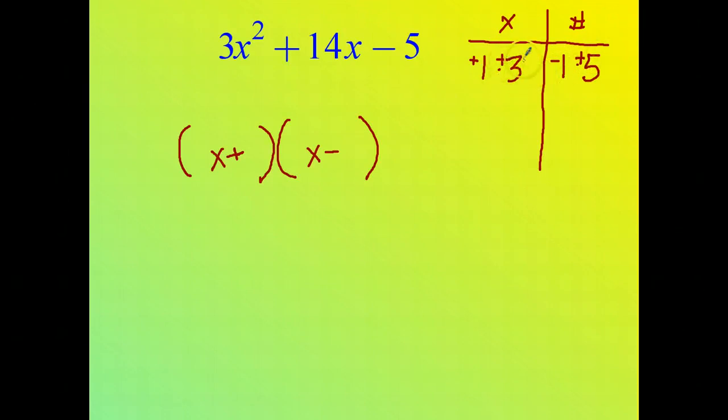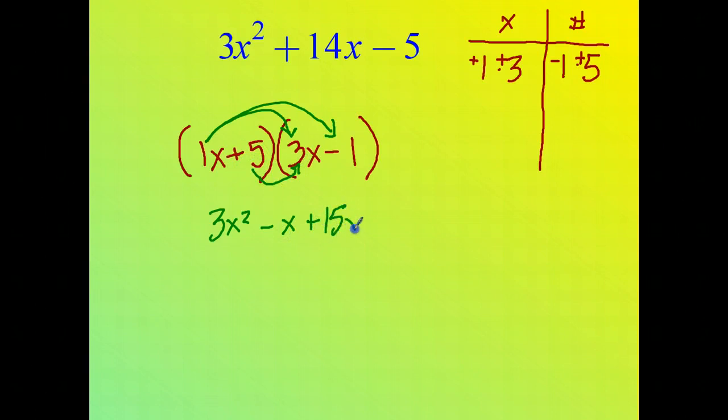So we need to take 3 and multiply it by 5, and we know that 5 is going to be the positive one. I'm going to put the 3 on the other side because I'm going to have to multiply it here. Then this positive one goes here, and my negative one goes there. Let's multiply it out and see how it works. 1 times 3x is 3x squared, and 1x times negative 1 is negative x, and 5 times 3 is 15x.